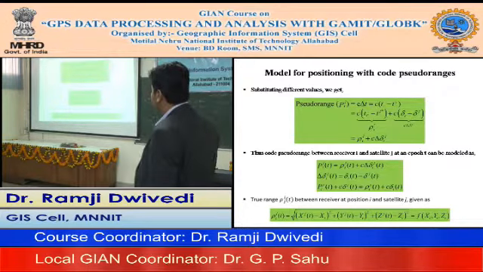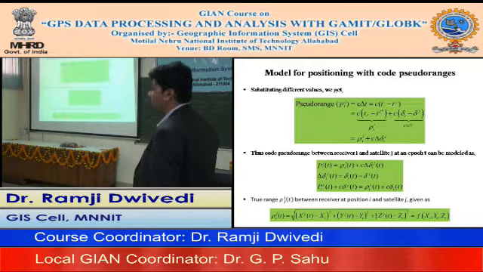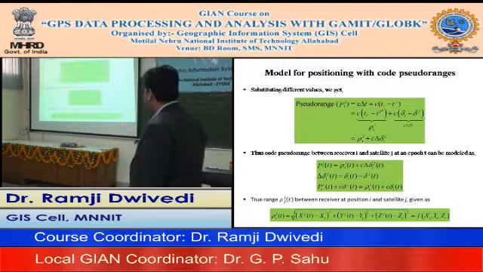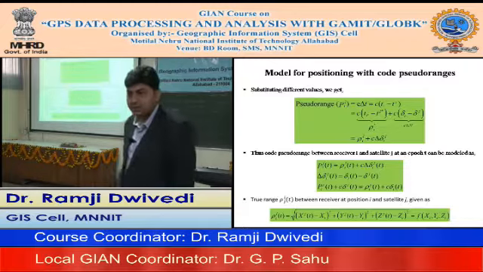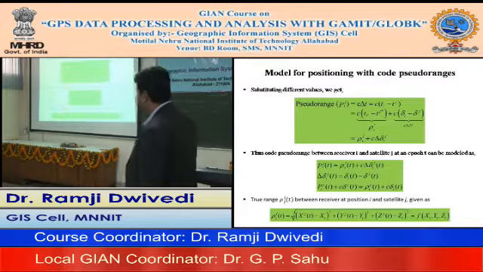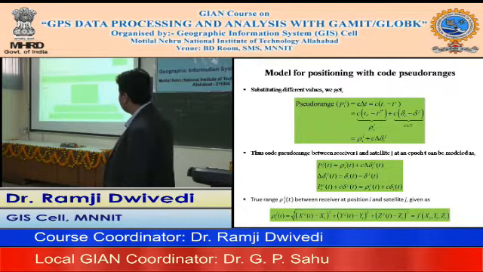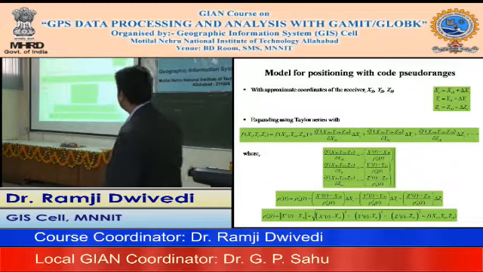This geometric range, written with respect to the ith receiver and jth satellite, could be written in this manner, and it is a function of xi, yi, zi, which is the position of your receiver. Eventually you are interested in finding out this position of your point, isn't it? So you have a function of xi, yi and zi. We'll see how it can be used for estimating those.